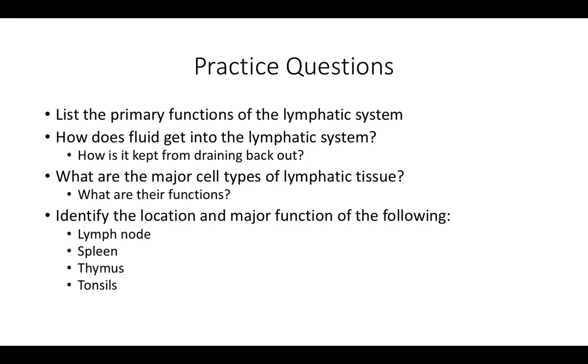What are the major cell types of the lymphatic tissue? So we talked about natural killer cells, B cells, T cells, dendritic cells, reticular cells. Tell me each of their functions, maybe group them into ones that have really similar functions. Identify the location and major function of all of these different lymphatic organs. So where are the lymph nodes generally densely populated? Where's the spleen, the thymus, the tonsils, and what are each of their jobs?